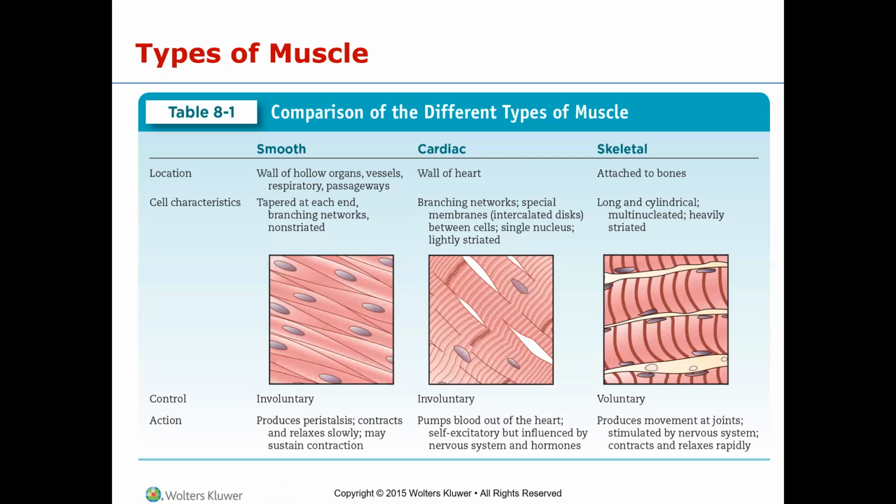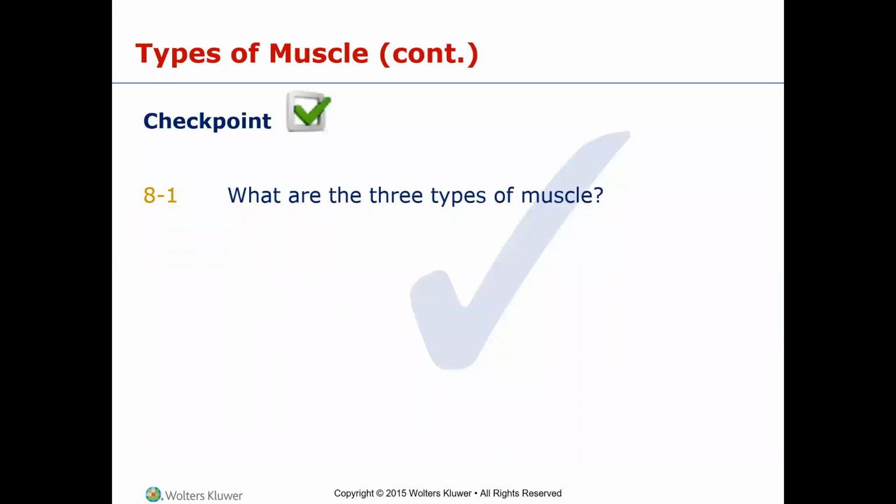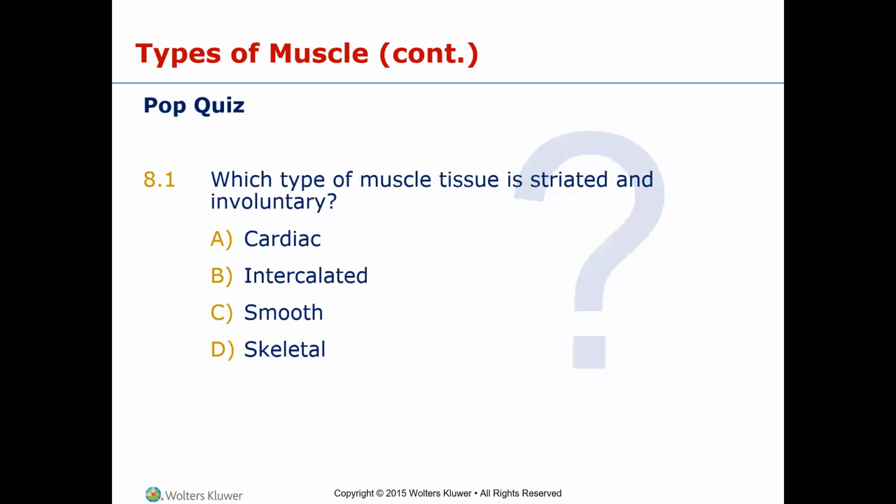So if you look at the skeletal muscle, of course, that's going to be attached to your bones. It's multinucleated, and it's heavily striated, and it's voluntary. So those are some of the distinctions there. So you should be able to identify the three different types of muscles at this point. So which muscle is striated and involuntary? That would be cardiac.